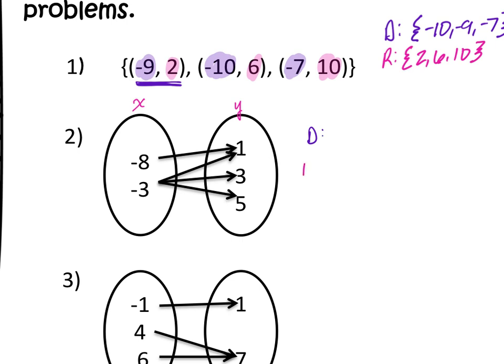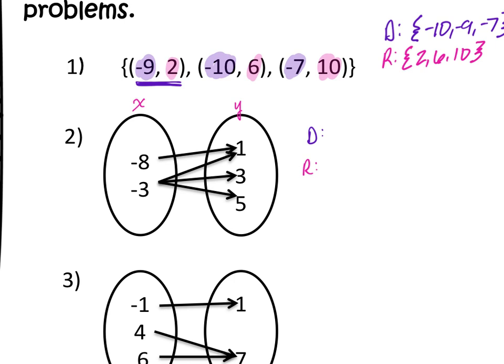So my definition of domain and range never changes. No matter what the function looks like, if it's a set of points, a mapping diagram, a table, a graph, or an equation, we're going to get to those eventually, it doesn't change. My domain is always my X's. My range is always my Y's. Is that okay? So the definition of domain doesn't change no matter what type of function I'm looking at.